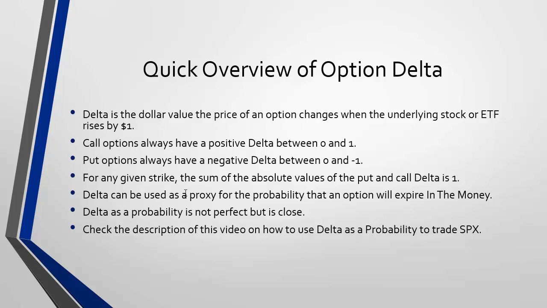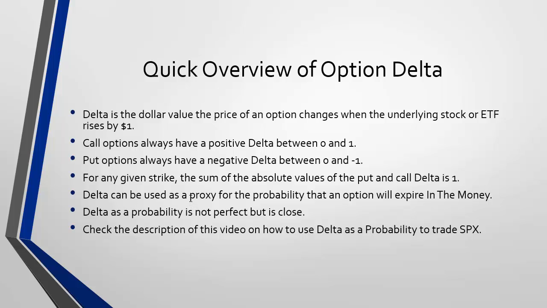For any given strike, the sum of the absolute values of the put and call delta is one. We're going to take a look at that in a minute in the platform, so we'll come back to that one. And this is probably one of the most important things, or one of the things that I use the most, is this line item.